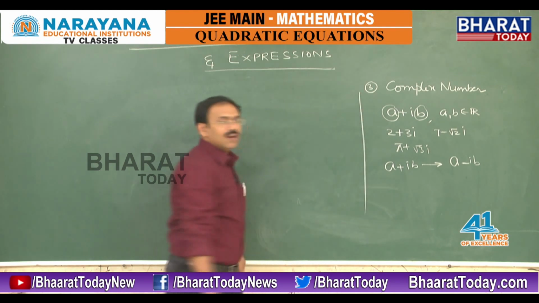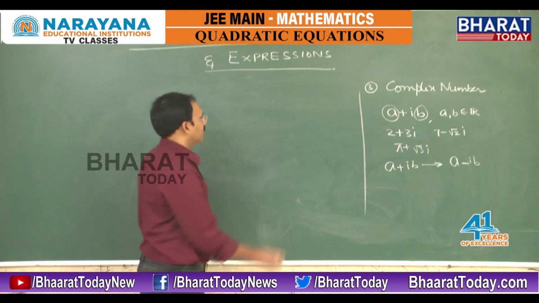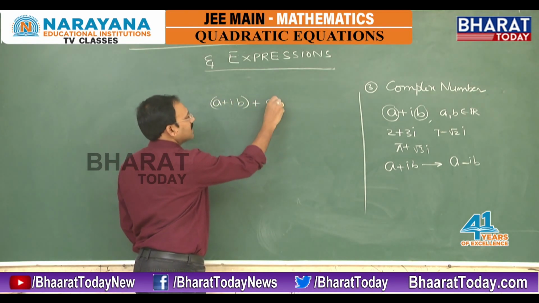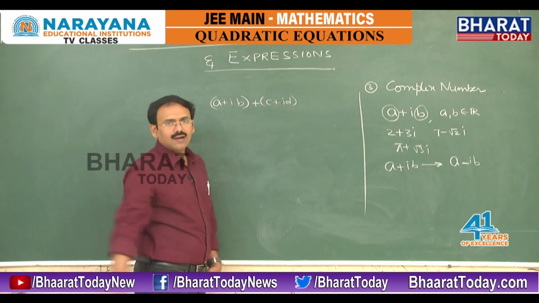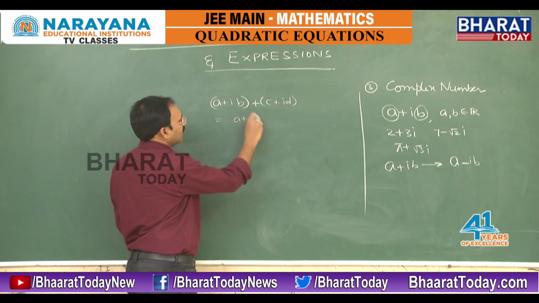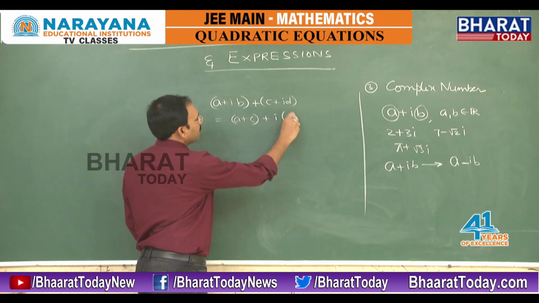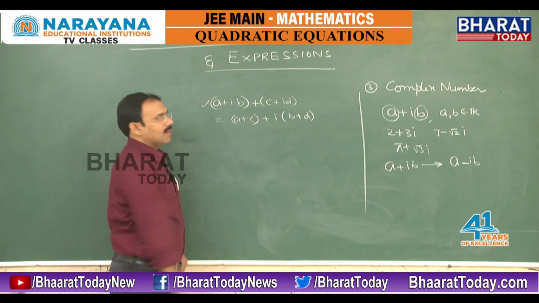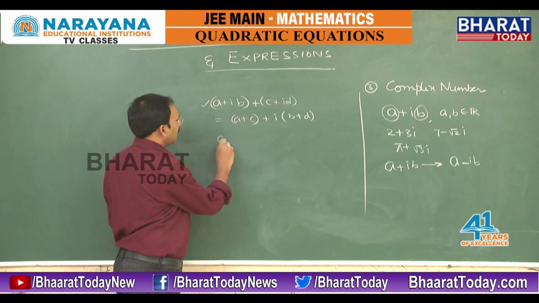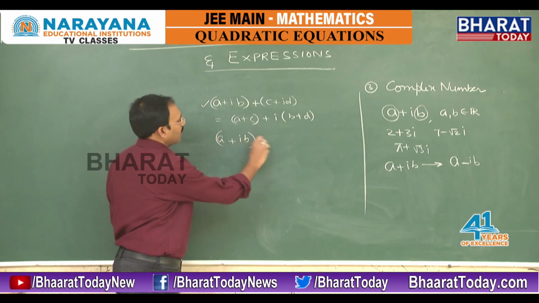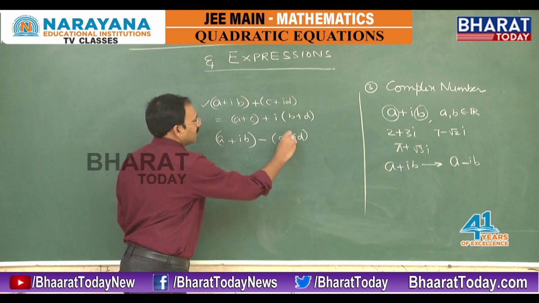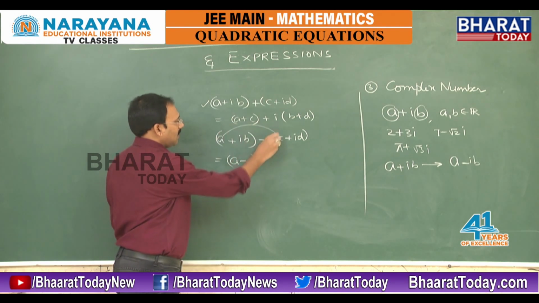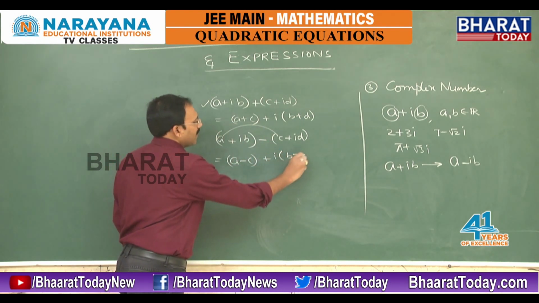Not only that, we also know the algebra of complex numbers. Suppose I need to add one complex number a plus ib and another c plus id. How to add? We add the corresponding real parts plus i into b plus d. So we are recalling that addition of two complex numbers can be done like this. Similarly, if I want to subtract one complex number from another, we simply write the real parts a minus c plus i into b minus d.